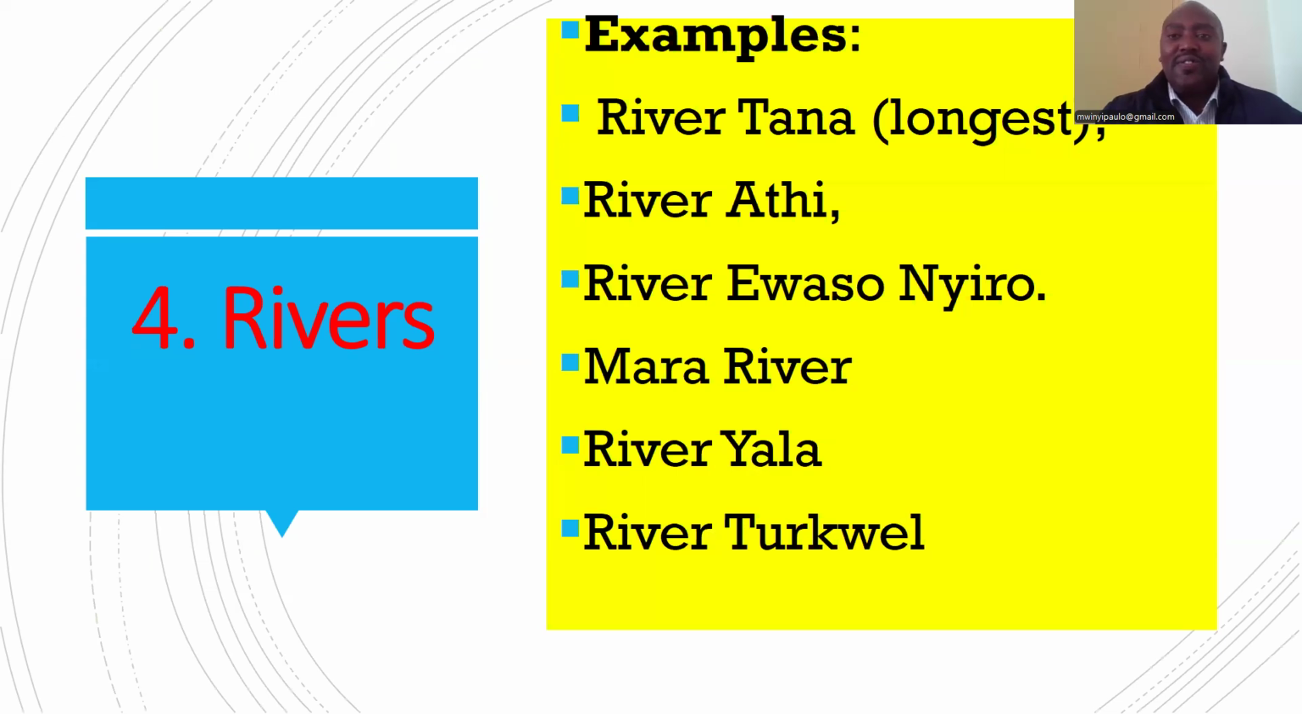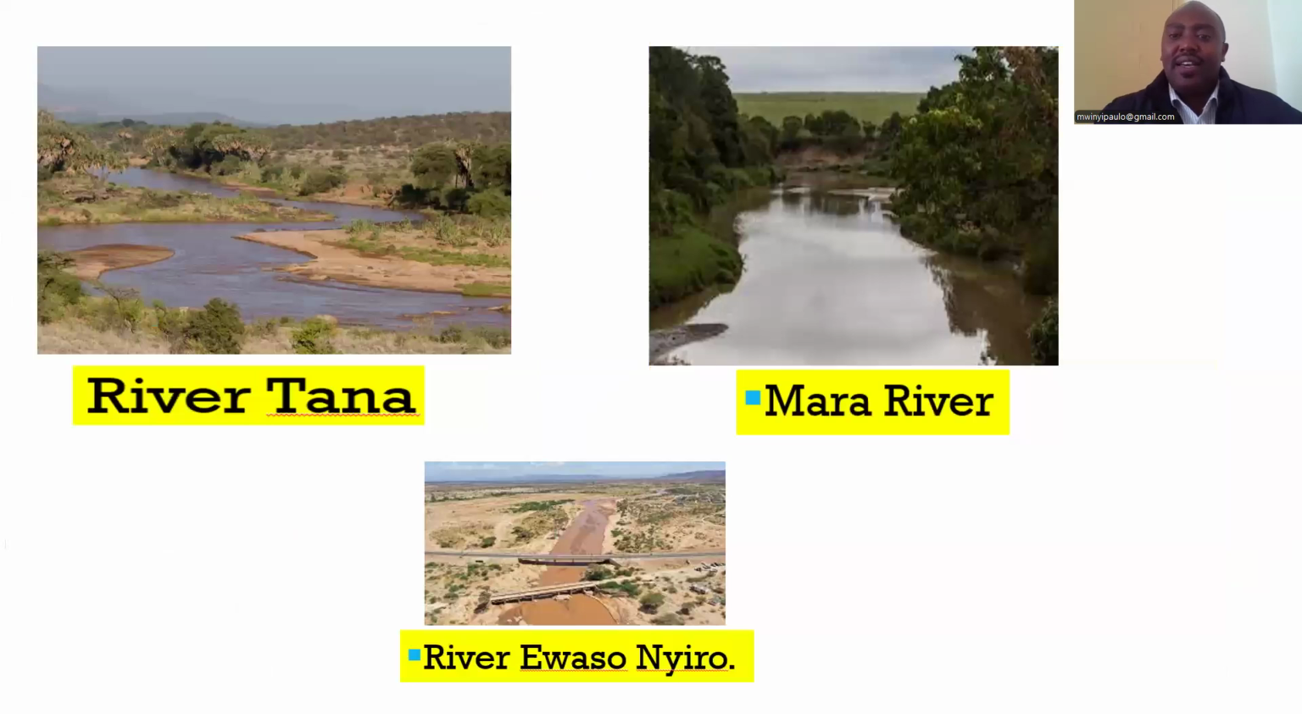Kenya has plenty of rivers. Examples include the longest river in Kenya, which is River Tana, River Athi, River Ewaso Nyiro, the Mara River, River Yala, River Nzoia, and many other rivers that we have in Kenya. I'm showing you pictures of some of the rivers that we've mentioned. There's the longest river, River Tana, the Mara River, and River Ewaso Nyiro. Which other rivers do you know in Kenya?